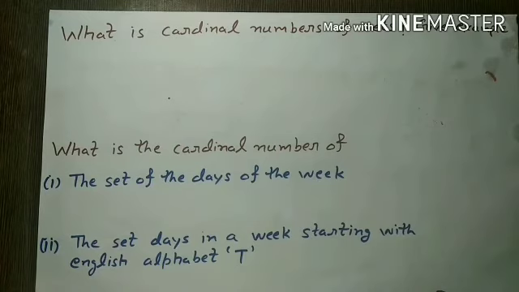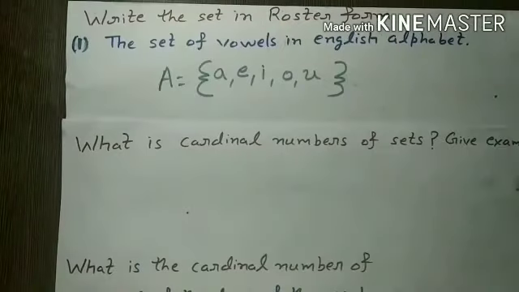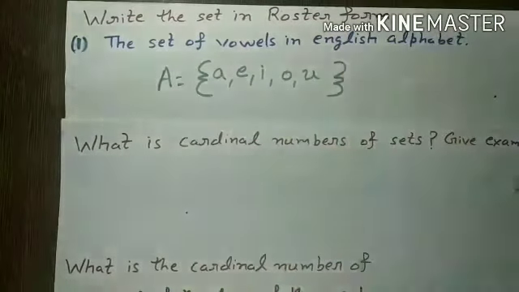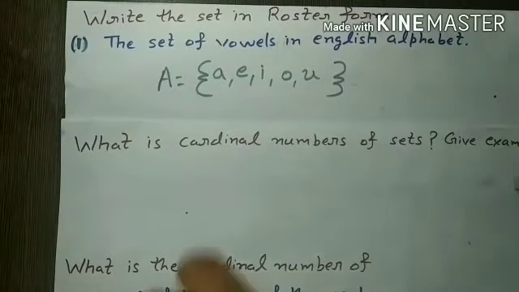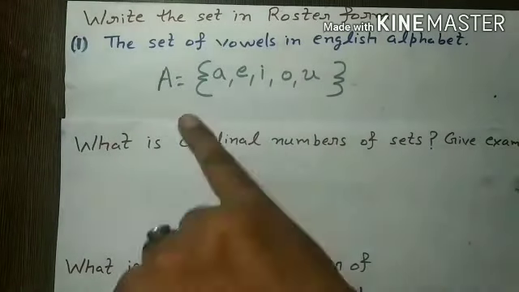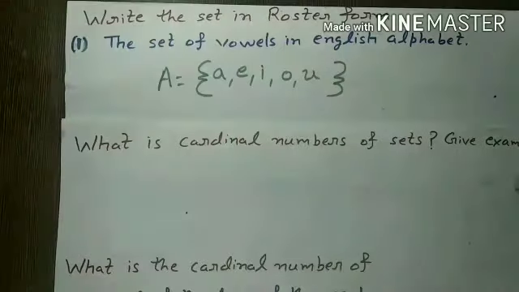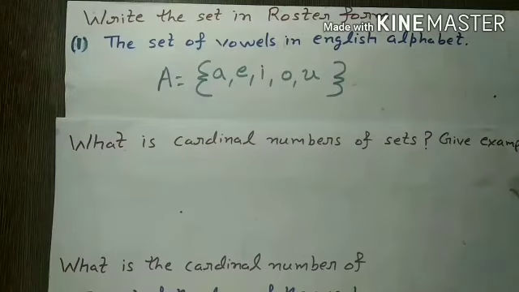Let us come to an example which we have done earlier. If this is the set of vowels in the English alphabet, then how many members are there? Only 5 members are there, and all 5 members are different. So what is the cardinal number of this set? The cardinal number of this set is 5. Okay students, now let us take another example.